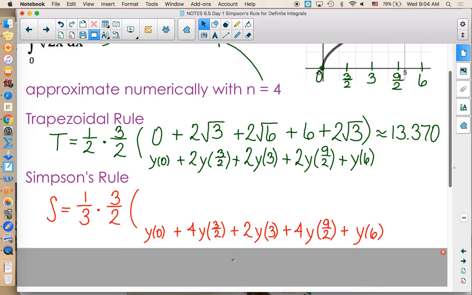Simpson's rule takes that away. Simpson's rule says, okay, to calculate this, and this comes from the formula, the third is part of the formula. This is the length of each subinterval.